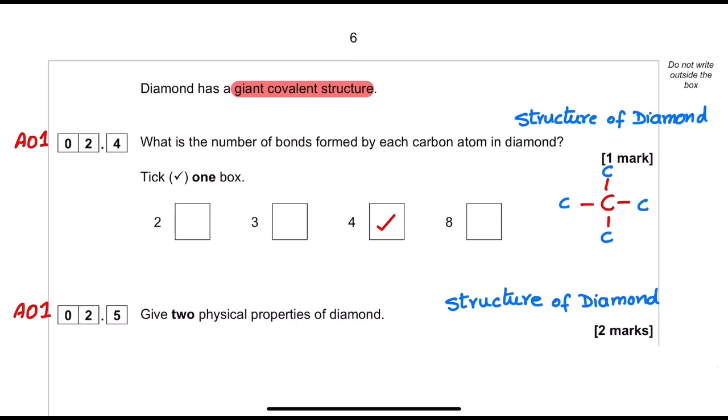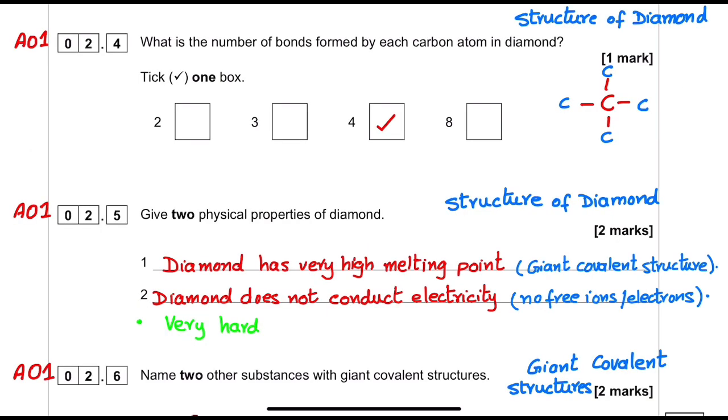Let's see the model answer. The model answer is: diamond has a very high melting point because of the giant covalent structure. We already mentioned here that diamond has a giant covalent structure. Diamond does not conduct electricity because no free ions or electrons are present in the structure of diamond. It is the hardest substance on the face of Earth. The student can use two options among three to get 2 marks.